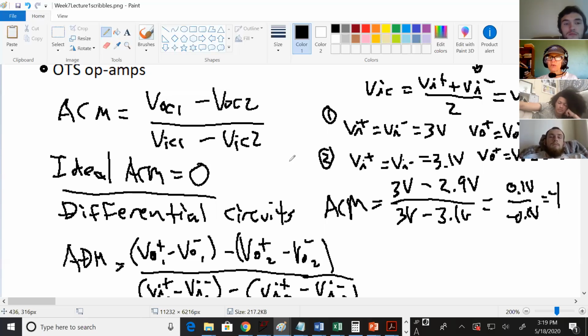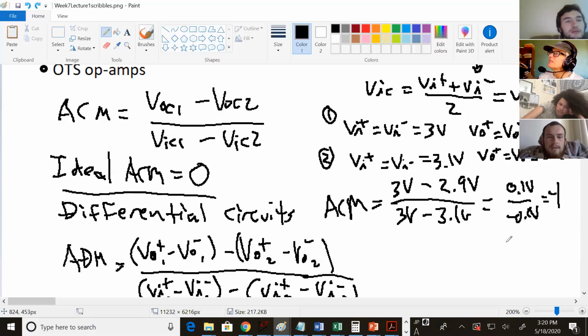And if you plug those values in, what's the average of the inputs for this first case? 3 volts. So that goes here. And then what's the average of the output? 3 volts. And then you change the average of the input. Actually, I moved it up to 3.1. So now you have the average of the inputs, 3.1. And you look at the average of the output, which is 2.9. And this gives you an ACM of -1.